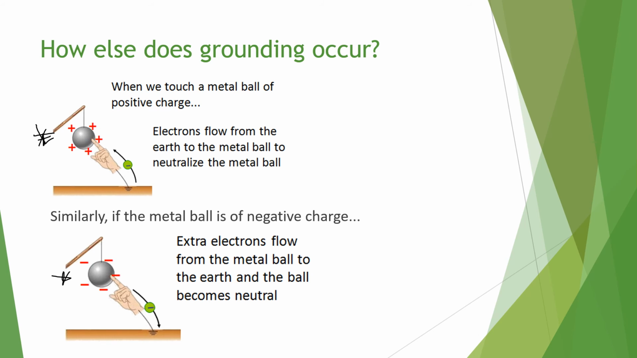So in order to remove some electrons, these extra electrons flow from the metal ball to the earth and the ball becomes neutral. So this would be an example of grounding. And again, if you have this positively charged metal ball, it's only the electrons that are doing the moving, so they will move up from the ground to the ball to neutralize the ball, equal out the positives and negatives. And then similarly, if the ball is negatively charged, then those negatives are going to travel down into the ground again to equal out the positive and negative charges to make the ball neutral.